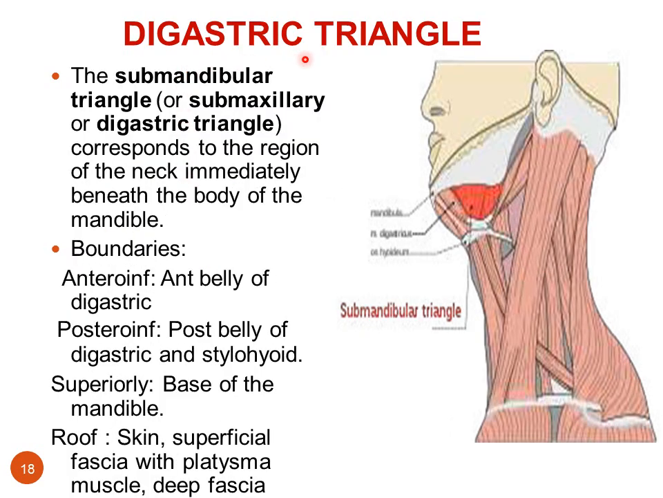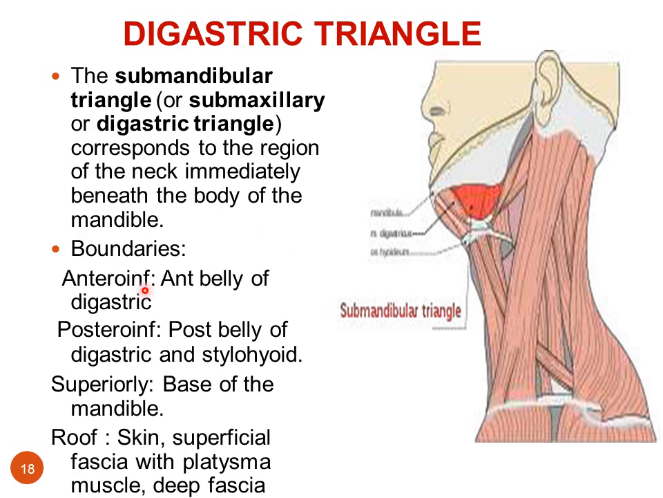Next we shall discuss the digastric triangle. It is very important from the examination point of view. It comes as a short note in the exam. The submandibular triangle is also known as the submaxillary or digastric triangle. Di means two. We have two bellies of the digastric muscle, so it is named the digastric triangle. It corresponds to the region of the neck immediately beneath the body of the mandible.